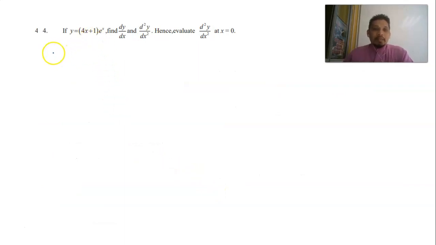Okay, so given here y equal to 4x plus 1 multiplied with e to the power of x. We're going to find dy/dx and the second derivative of y with respect to x, and hence evaluate the second derivative of y with respect to x when x equal to 0. So we're going to differentiate for the first time here. Then dy/dx equal to, okay, here we divide into 2 parts. First is this one we define as u, and this is our v.